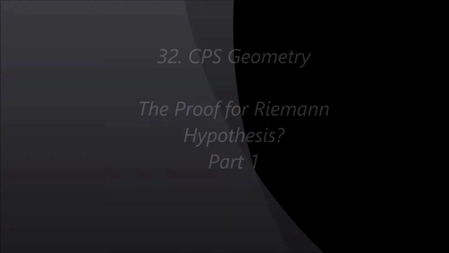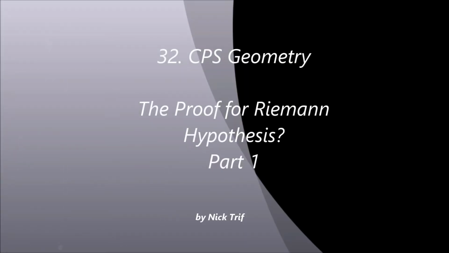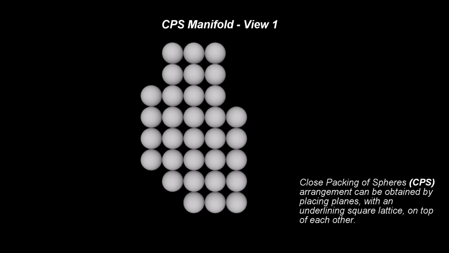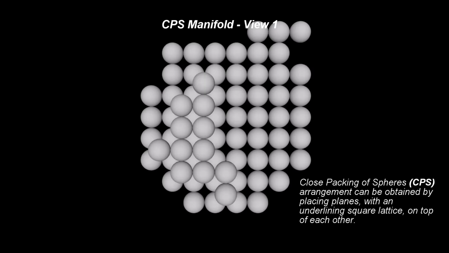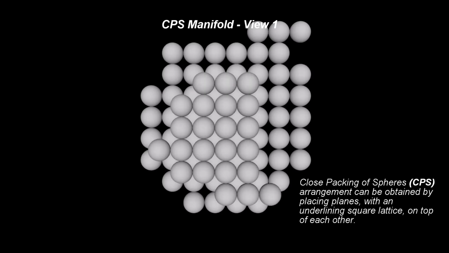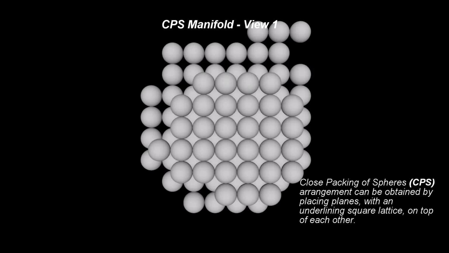CPS geometry. The proof for Riemann hypothesis, Part 1. Let's consider again the domain of the CPS geometry. As we have seen throughout this series, this is the manifold, determined by the infinity of infinitesimal identical spheres, distributed according to the close packing of spheres arrangement.